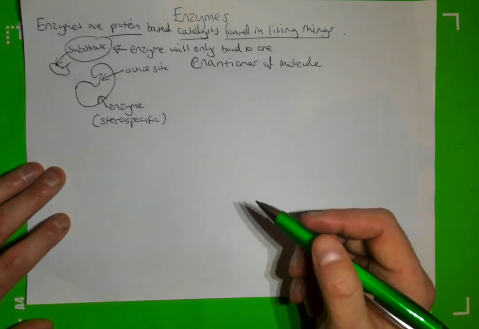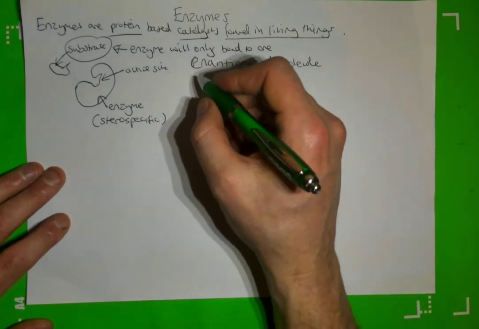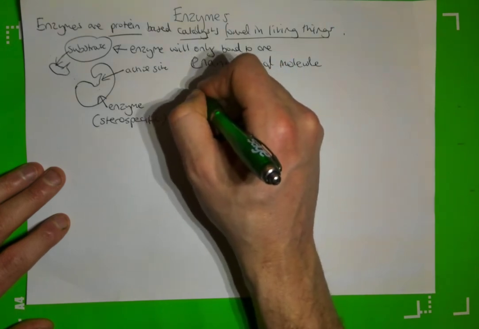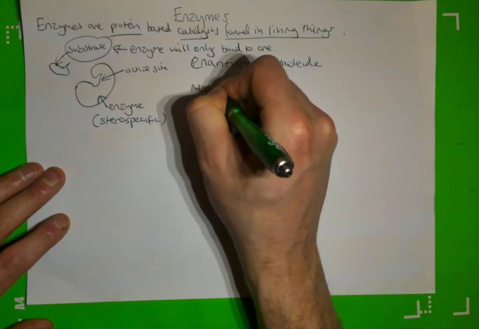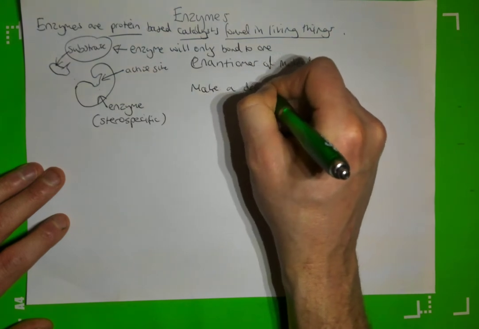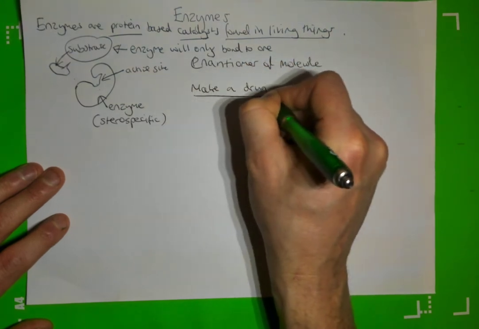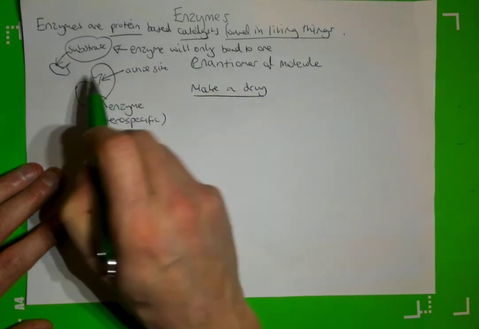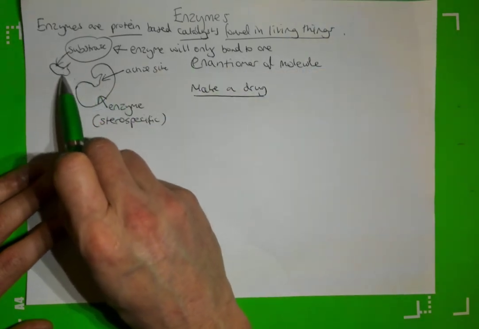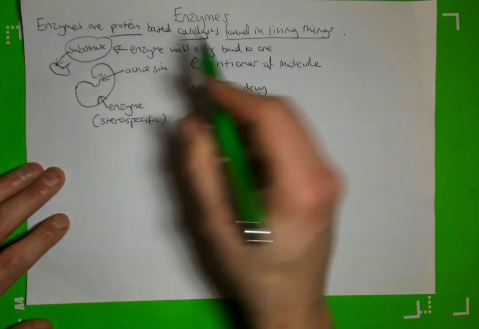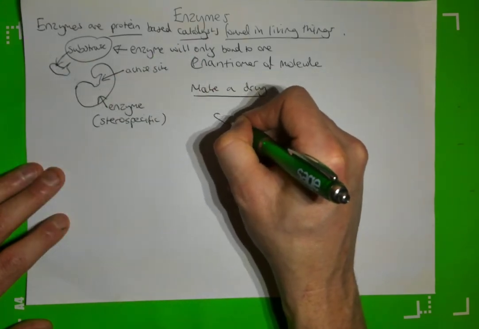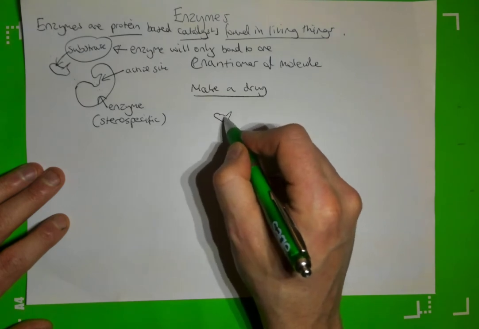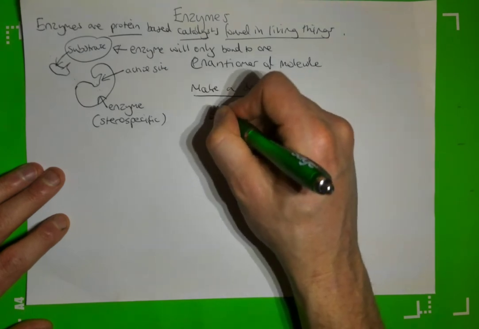Now, what we can do is we can synthesize a drug. And so what the drug can do, so we can make a drug, which is essentially just a molecule. And we make the drug so it looks a little bit like the substrate. So it might have this sort of structure in it, this shape, but it might have some other bits coming off here perhaps.